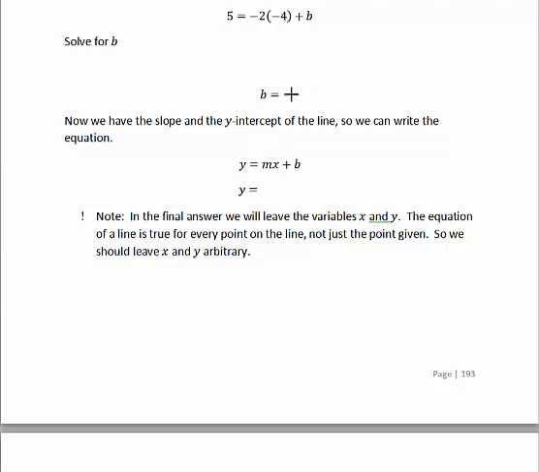Okay, now that we know b is -3, we simply go back to our general slope-intercept form, y equals mx plus b. We plug in our -2 for the slope and our -3 for b, and we're finished. This is our final answer. This is the equation of the line that satisfies the conditions that the slope equals -2 and it passes through the point -4, 5.